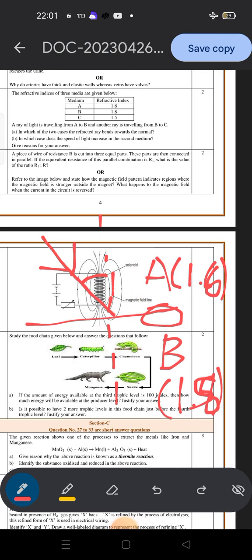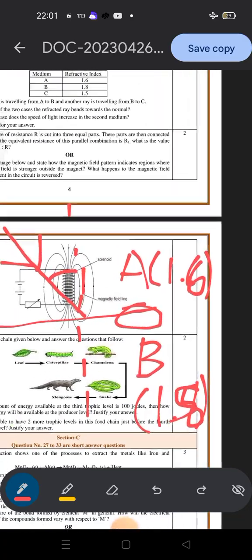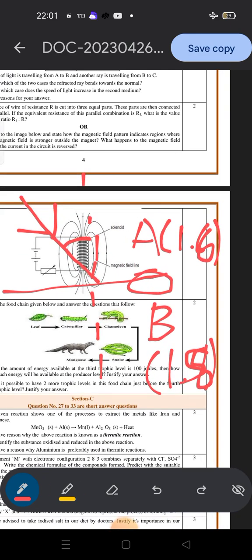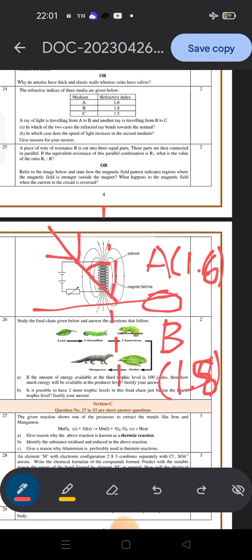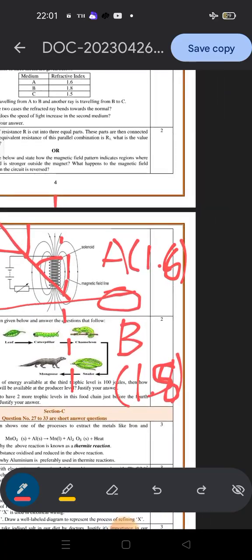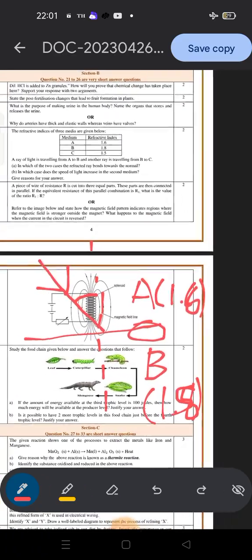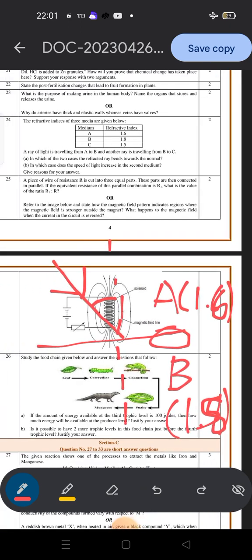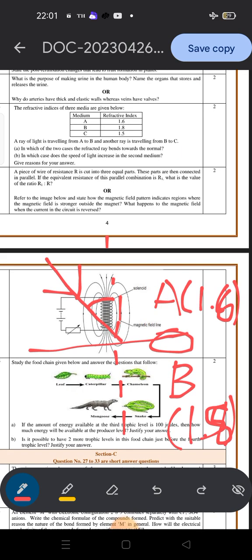Now how do we decide which is rarer and which is denser? I told you before that only if a ray of light travels from a rarer medium to a denser medium will it bend towards the normal, and that is what our question is asking. In question A, they are asking in which of the two cases the refracted ray bends towards the normal. A medium having lesser refractive index is a rarer medium, whereas a medium having higher refractive index is a denser medium. So less refractive index, rarer medium; more refractive index, denser medium.